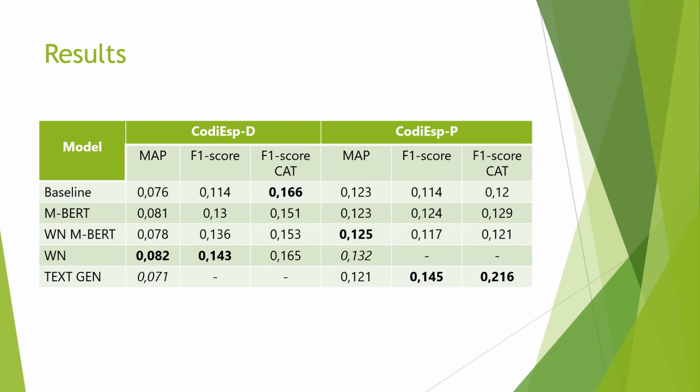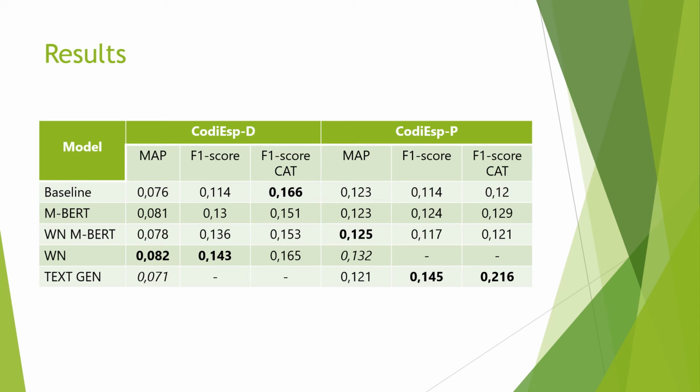Concerning the official results reported here with regard to the mean average precision, MAP, the F1 score and the F1 score CAT, as we can observe, the results obtained depend on both the task and the model used. For the CodiEsp task, the WordNet model achieves the best MAP, followed closely by the model based on the pre-trained language model MBERT. For the F1 score, the WordNet model also obtains the best performance against the other proposed methods. And for the F1 score CAT, the baseline is first rank, slightly outperforming the WordNet model.